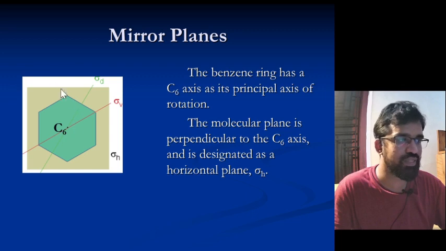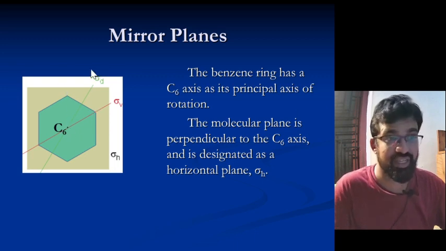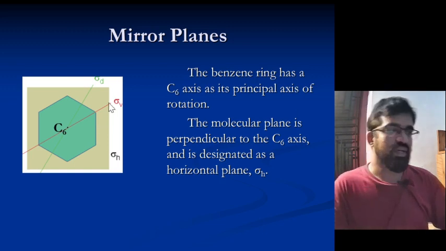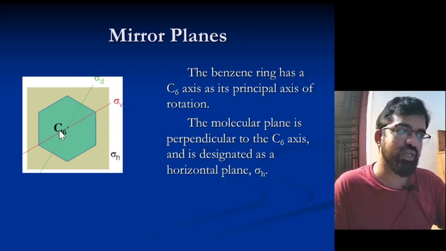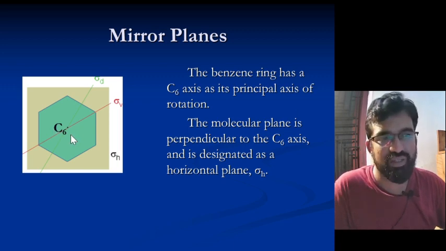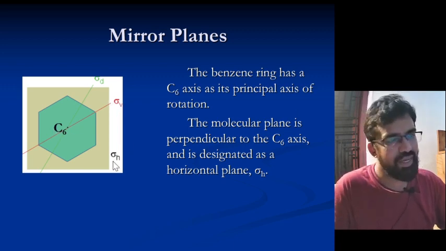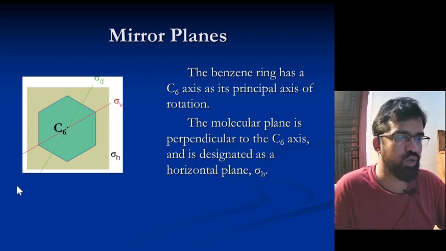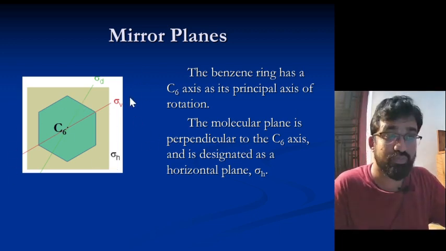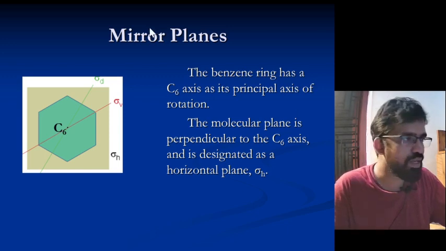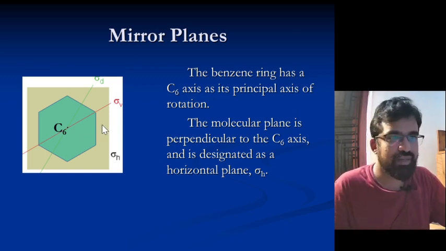This is a carbon and this is also carbon, this is its center, and if the plane bisects their angle, then it is called sigma d. If the plane passes through the principal axis, it is called sigma v. And the plane that is horizontal is called sigma h. So three types of mirror planes are there.